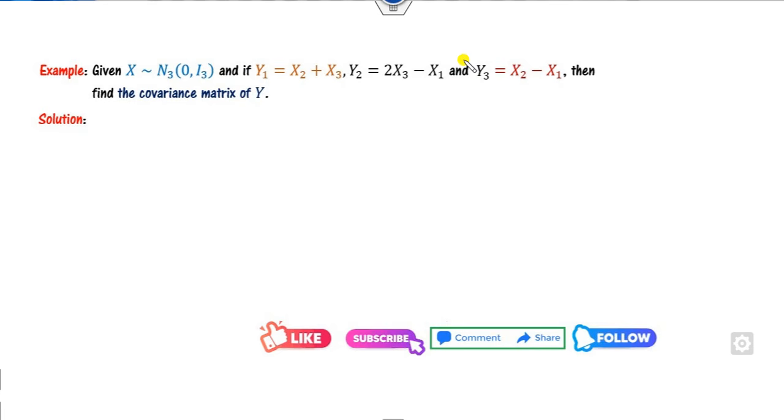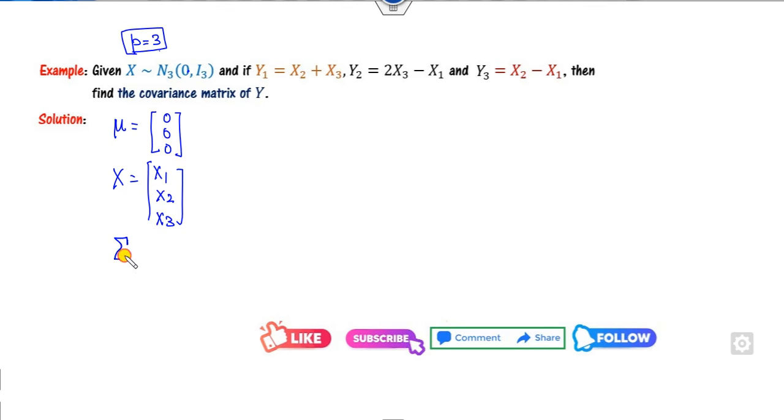So let me explain it with the help of an example. X follows the normal distribution. Clearly, p will be 3. What is my mu? Because it has 3 components, the mean is 0. X will be x1, x2 and x3. What is my covariance matrix? Again it is 3 cross 3. It is given as the identity matrix. This is the meaning of this first line. Then your target is to find the covariance matrix of y.